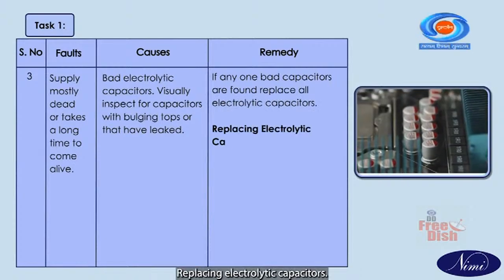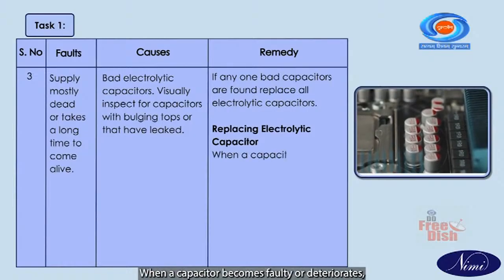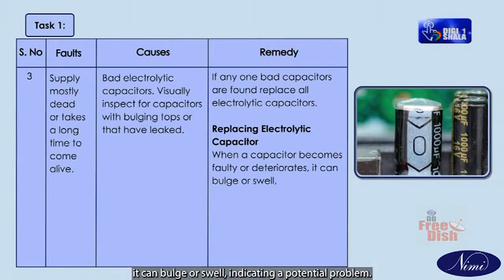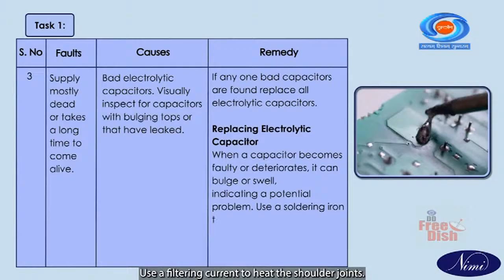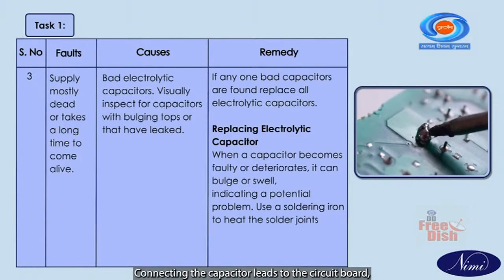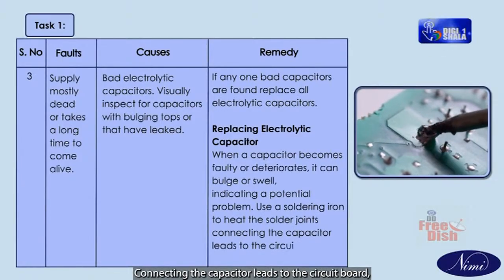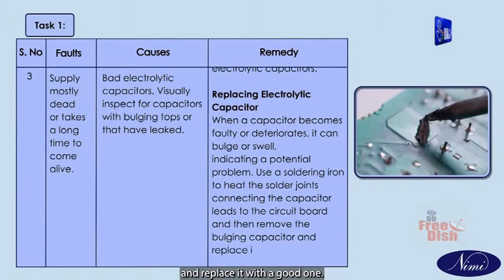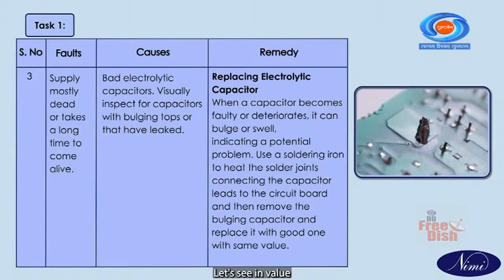Replacing electrolytic capacitor. When a capacitor becomes faulty or deteriorates, it can bulge or swell, indicating a potential problem. Use a soldering iron to heat the solder joints connecting the capacitor leads to the circuit board and then remove the bulging capacitor and replace it with a good one with same value.